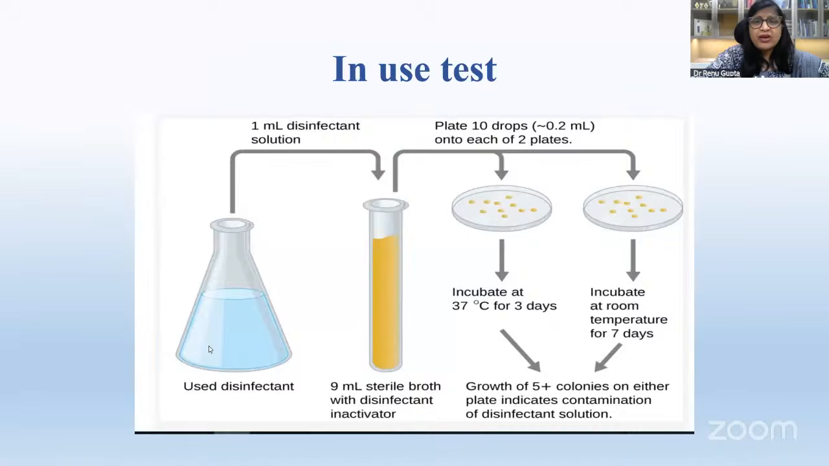You just take 1 ml of the disinfectant and 9 ml of broth, and then you put a certain amount of drops on two culture plates with nutrient agar, and you incubate it and you look for colonies. If there are more than 5 colonies on either plate, it means that your disinfectant is not working, it needs to be changed. It helps us in deciding the frequency of changing the disinfectant.